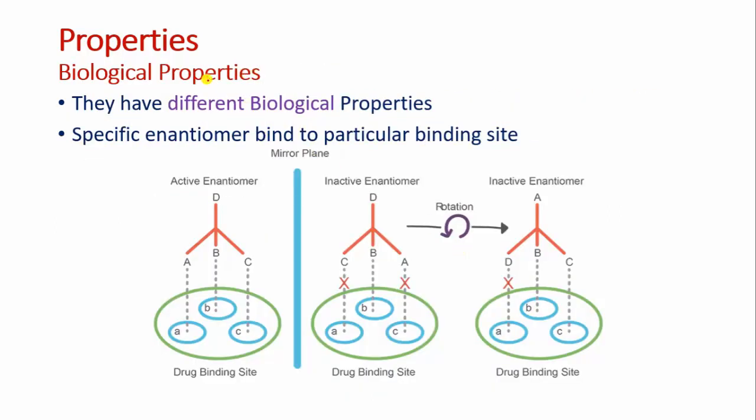One is levo and another is dextro. Now, biological properties of enantiomers. They have different biological properties. A specific enantiomer binds to a particular binding site. You can see here this one enantiomer, and this another enantiomer. One enantiomer binds easily to this binding site, but its mirror image does not bind. By any rotation, the mirror image also does not bind. So a specific enantiomer binds to a particular binding site.